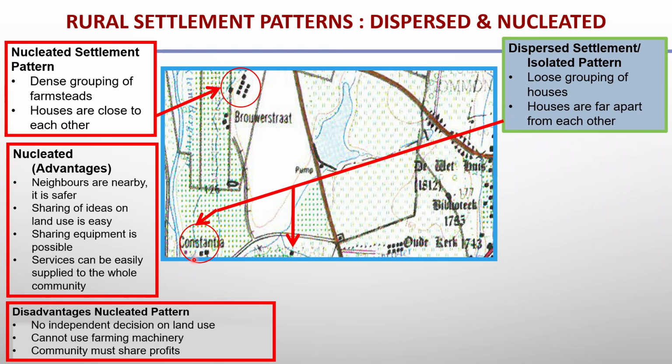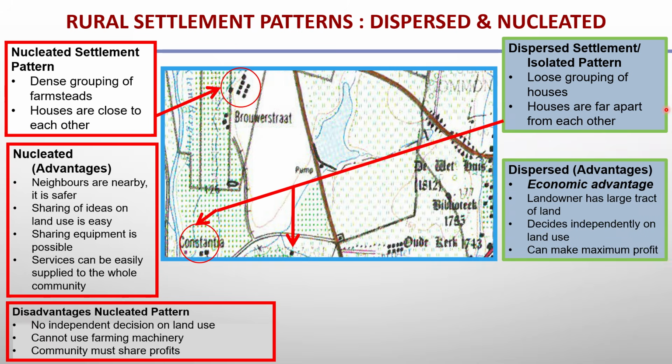Look at these black dots here. There's one here, one here. These ones are dispersed. There's one on this side, one on this side. You can see my arrows are pointing. These settlements are far from each other. They are a dispersed, loose grouping of settlements. They are isolated. Houses are far from each other. Those ones are going to have some advantages and disadvantages. Remember, we are saying it is an economic advantage because our dispersed settlements have larger profits. You're not sharing with anyone.